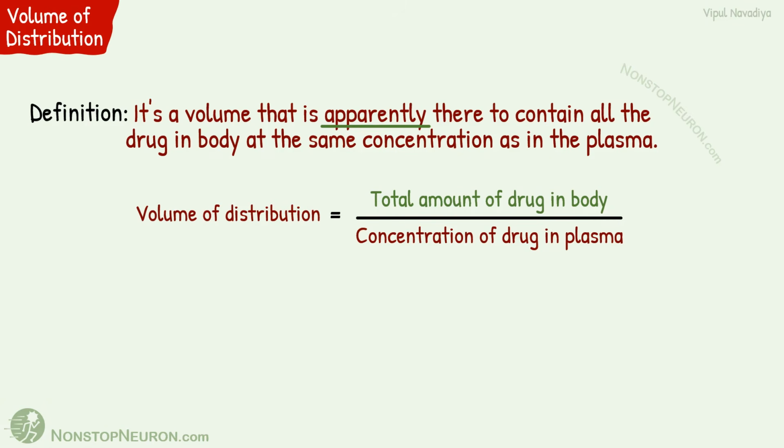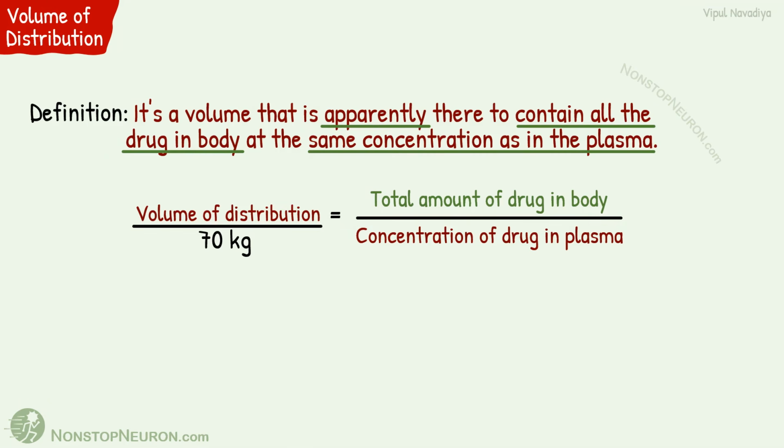In the definition, yes, it's an apparent volume, not a true volume of space where the drug is spreading. We are using total amount of drug for calculation. So this part, contain all the drug in body, is also checked. Finally, at the same concentration as in the plasma. This is because we are measuring this volume with plasma as our reference point. So that was the definition.